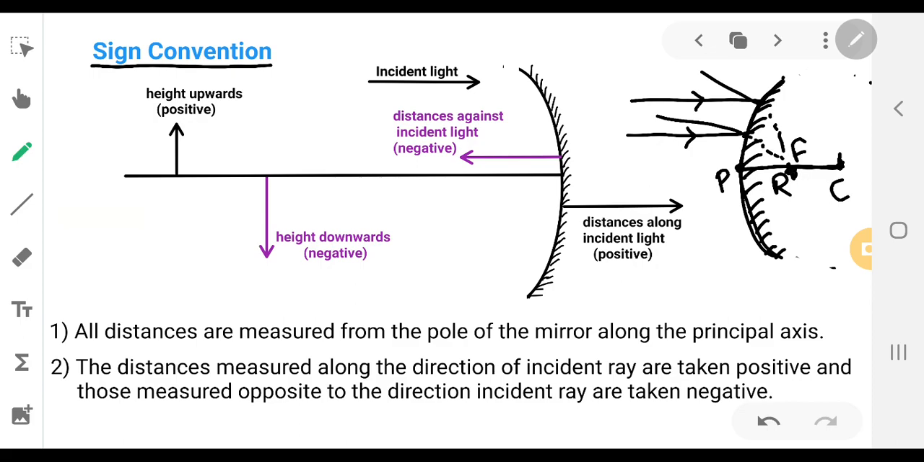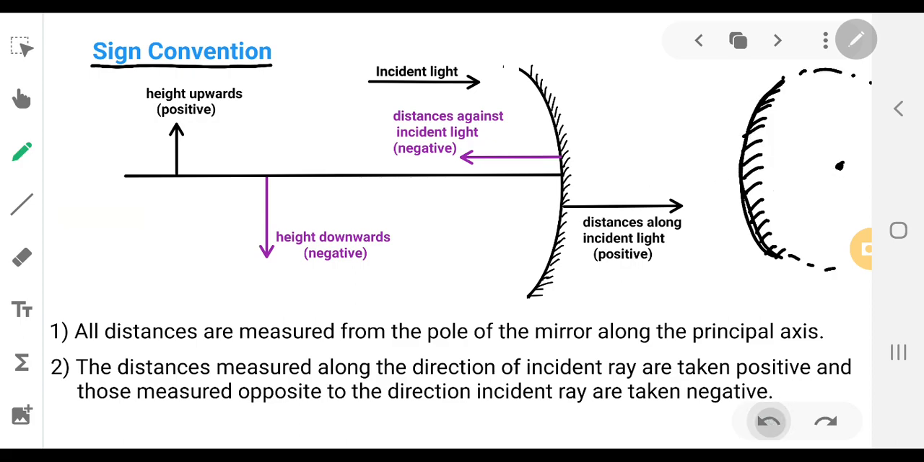That is called the principal focus. How do you measure focal length? From the pole to the principal focus. So this is the direction of our measurement, which is in the direction of the incident ray. So if the focal length is something like 3 centimeters, it is taken as positive for a convex mirror. So the radius of curvature and focal length are positive for a convex mirror. They are negative for a concave mirror.